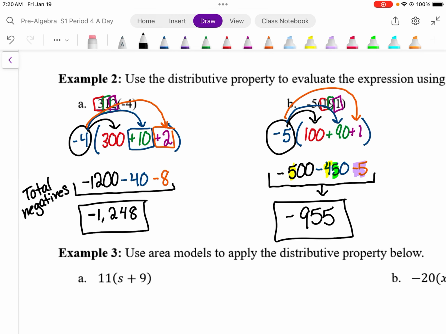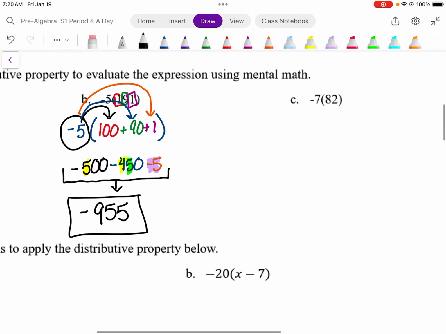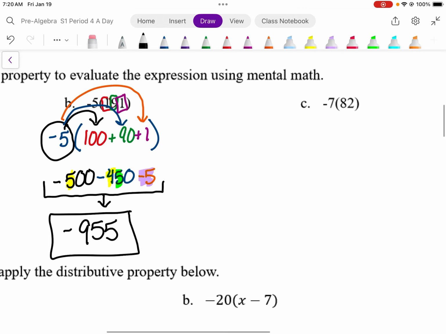All right, so go ahead and try the next one on your own. So pause the video, try that one, and then hit play so that you can check your answer.